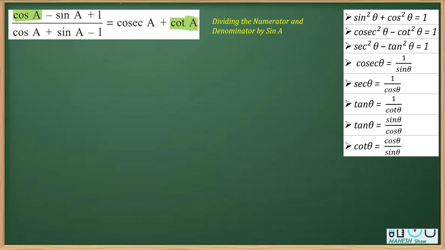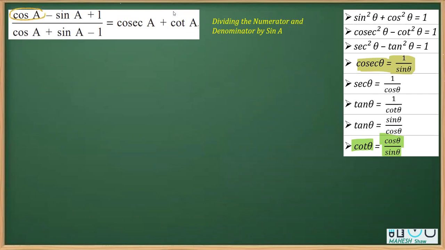We know that cos divided by sin is cot. Similarly, we need cosec here, and 1 divided by sine is cosec. And that is the reason why I have written that we are going to divide this numerator and denominator by sine A.